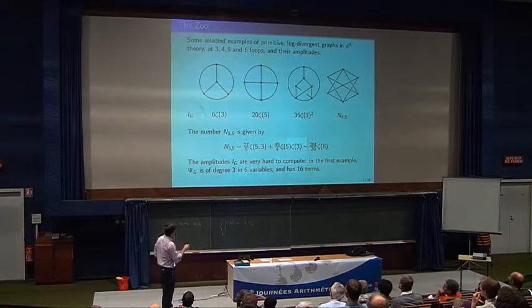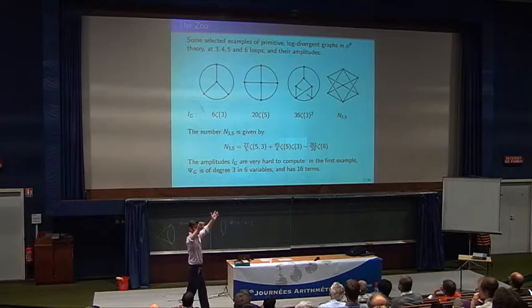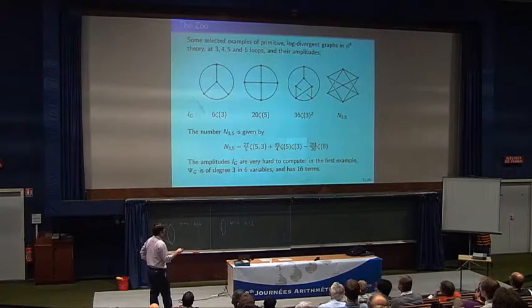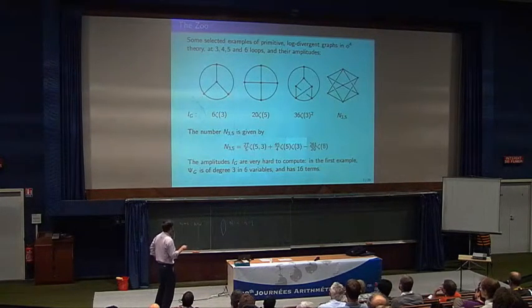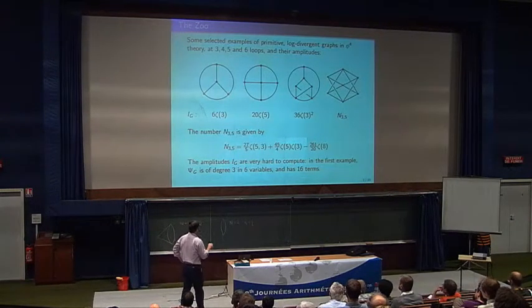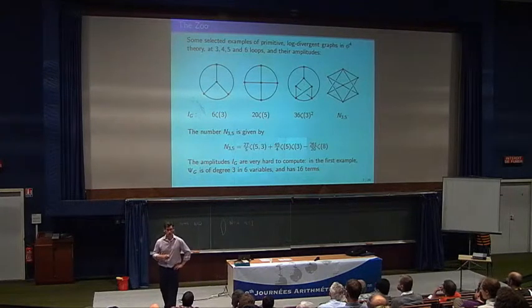At 4 loops, there's a single example, this one giving 20 zeta of 5. At 5 loops, there are many more graphs, but I've chosen a non-planar one here that gives 36 times zeta 3 squared. And at 6 loops, there are yet more. Of course, the number of graphs grows very, very fast as you go up. I've chosen the most non-planar and most symmetric graph, the most difficult. Its amplitude is given by this number, N35, which is 27 over 5 zeta(5,3), plus 45 over 4 zeta 5 times zeta 3, minus 261 over 20 zeta of 8. So we get some very particular and very strange linear combinations of numbers coming out.